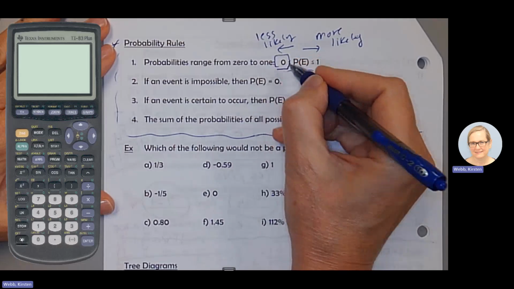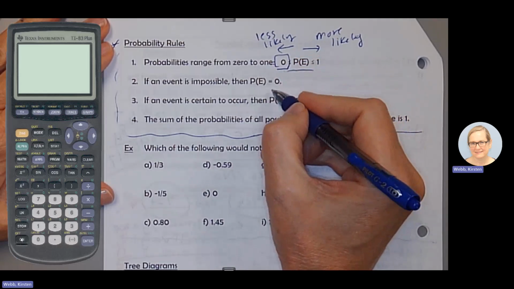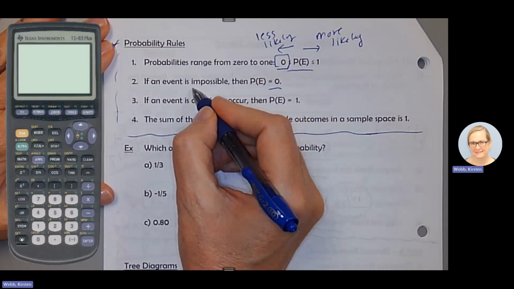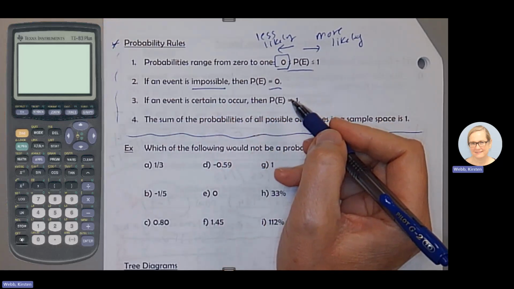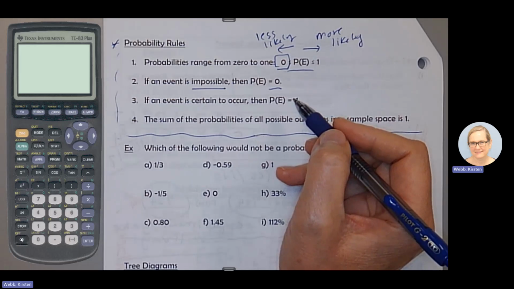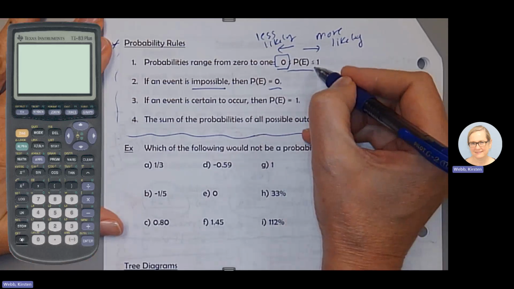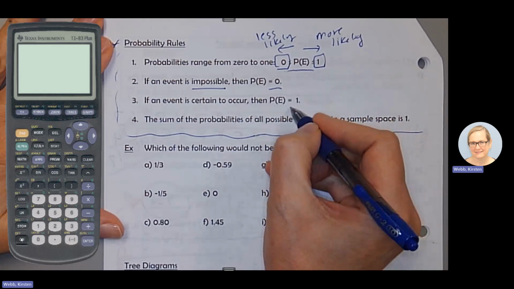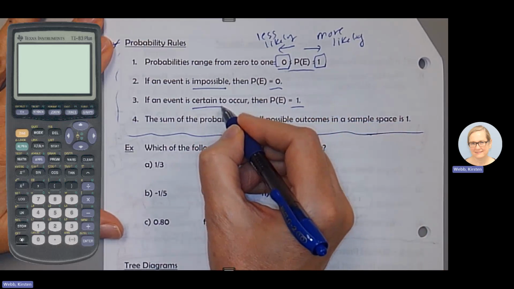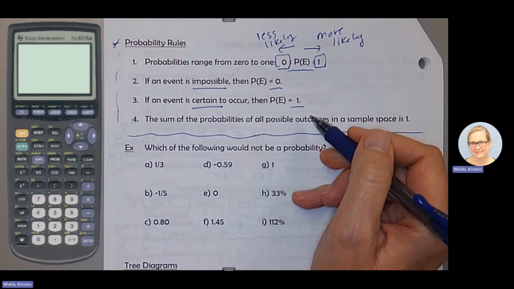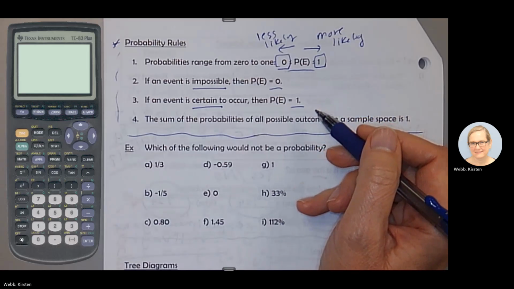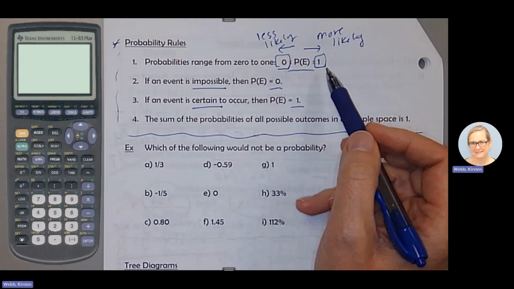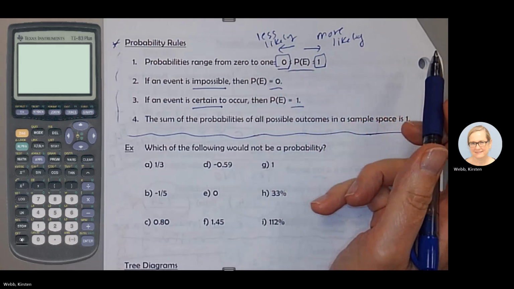So 0 being the lowest possible probability means that an event is impossible. A probability of 0 means it's not happening, like we're not going to roll a number on the die and get a negative. On the other end of the spectrum, a probability of 1 means something is guaranteed to happen. If I roll a die, I'm guaranteed to get a number less than 7. Most things range somewhere in between.